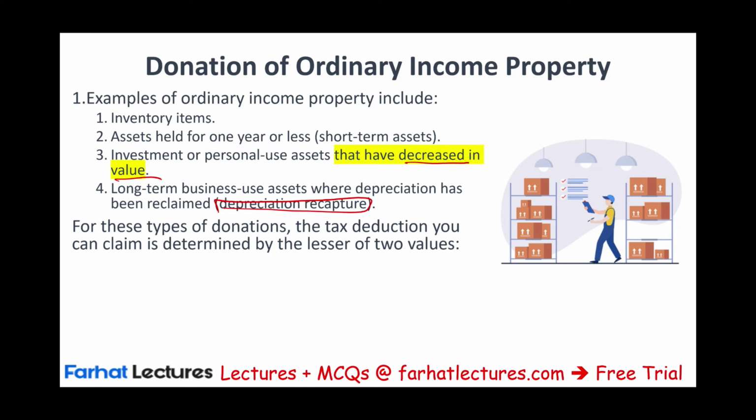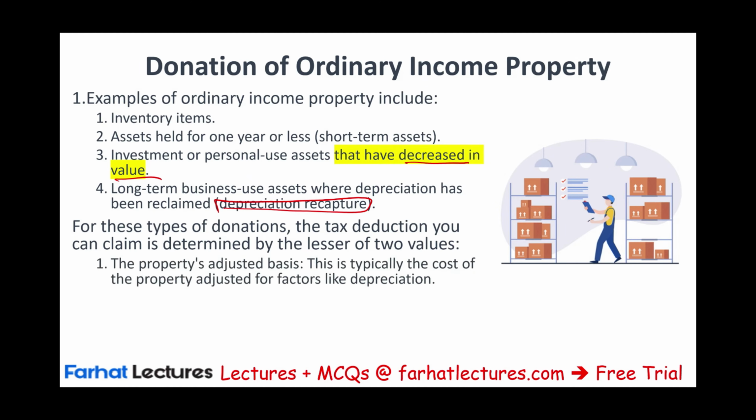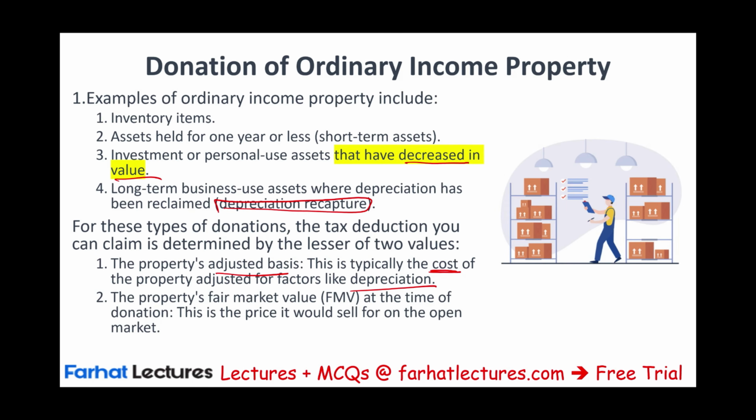You're going to take the lesser of, you're going to look at the two values. The property adjusted basis, this is typically the cost of the property, adjusted by depreciation if that asset was depreciated, the lesser of that amount, or the fair market value at the time of the donation. What's the fair market value? How much you can sell this asset for.